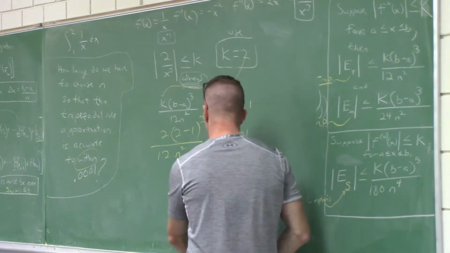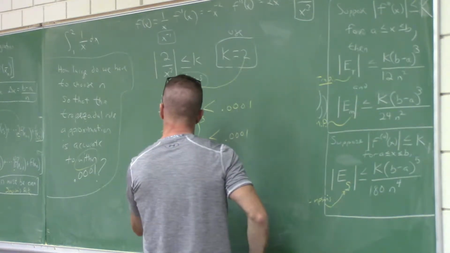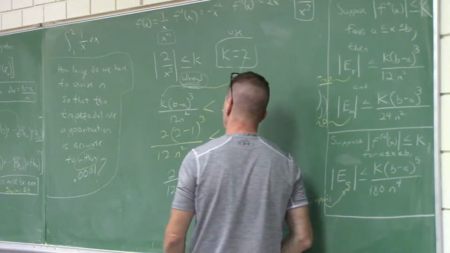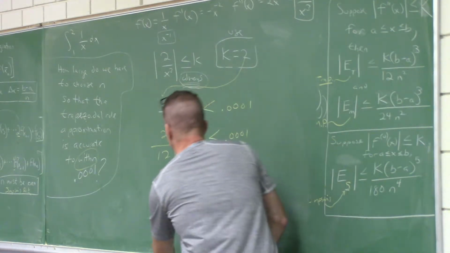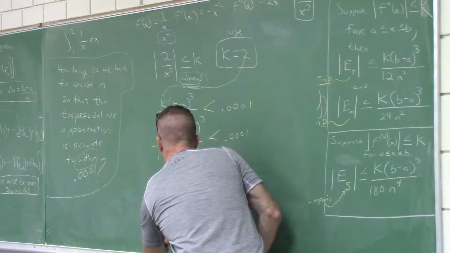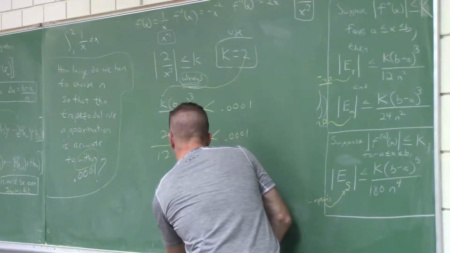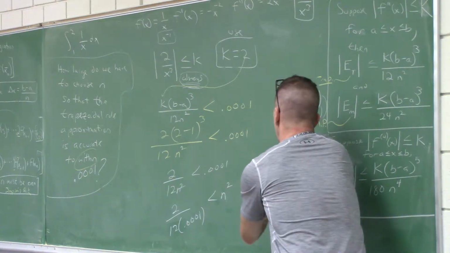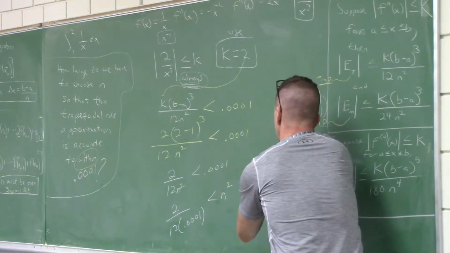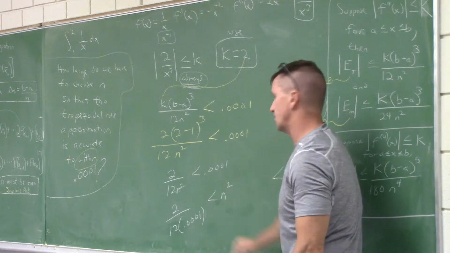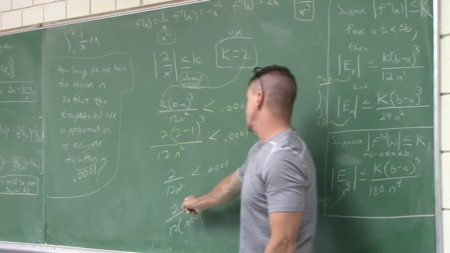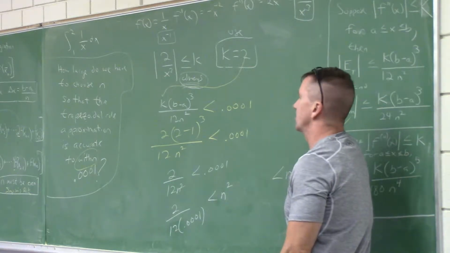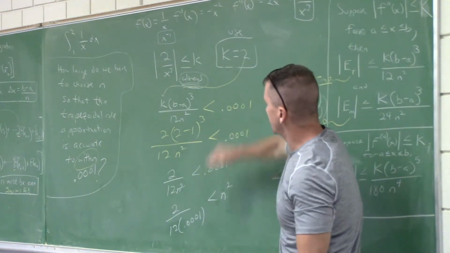Hey, what are you getting? How do you solve this? I get 2 over 12 n squared less than 0.0001. How do you solve that? Can I multiply n squared on both sides? Can I divide that 0.0001 on both sides? But how do I get n? Take the square root of that number, right? So would you take the square root of that number? We'll find out what n has to be greater than. Let's get this accuracy.